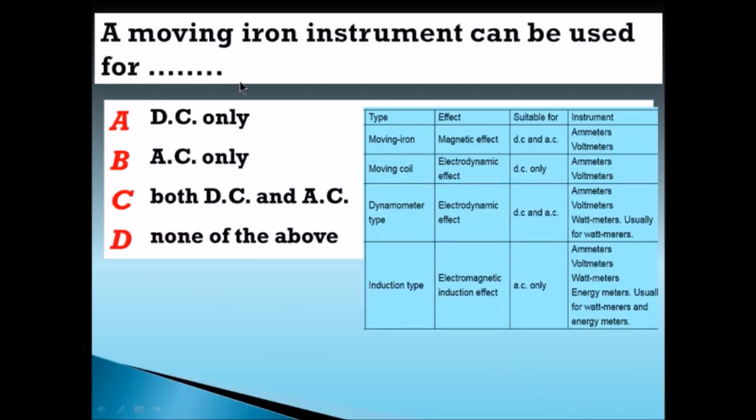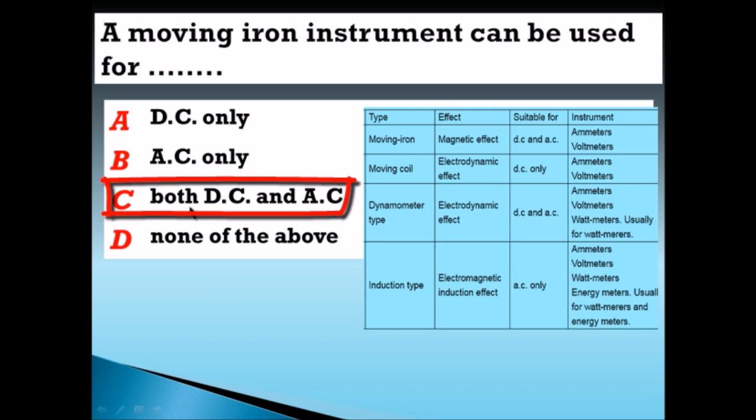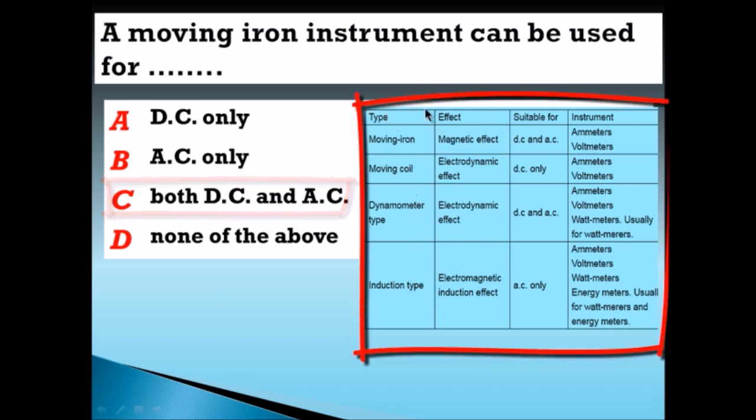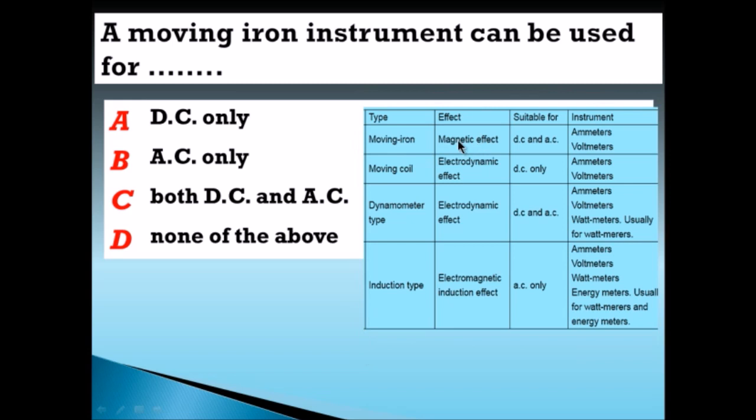Next MCQ. A moving iron instrument can be used for? Options: DC measurement, AC, DC and AC, none of the above. So our answer will be both DC and AC. We have a table in which all the instruments are shown with their effects and what they are suitable for. The moving iron instrument works on a magnetic effect. It is suitable for DC and AC measurement.